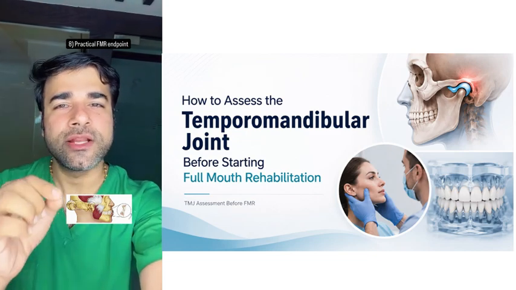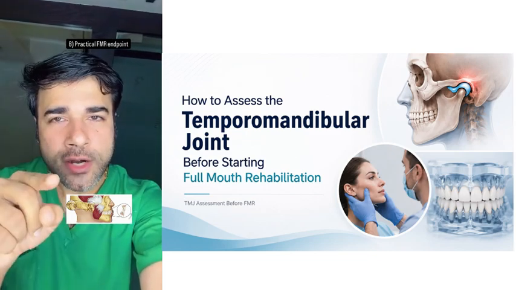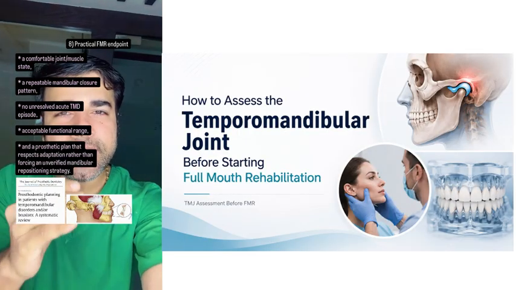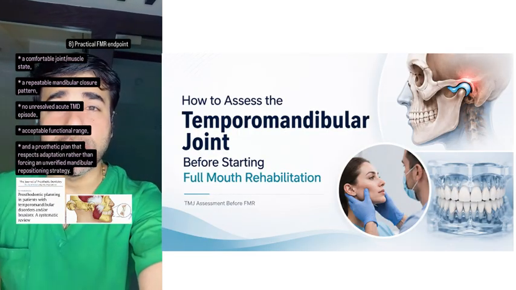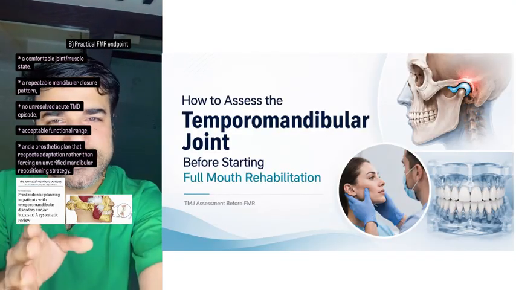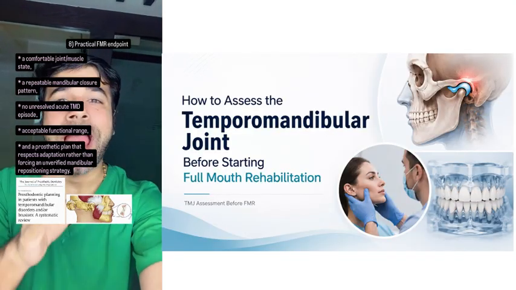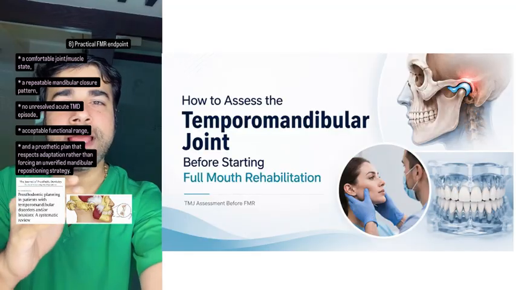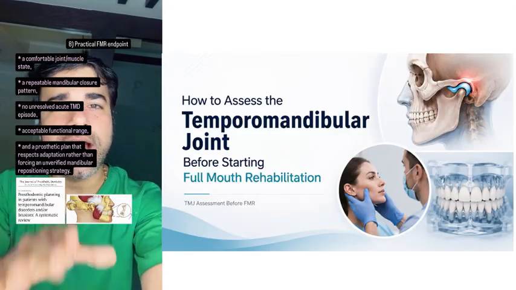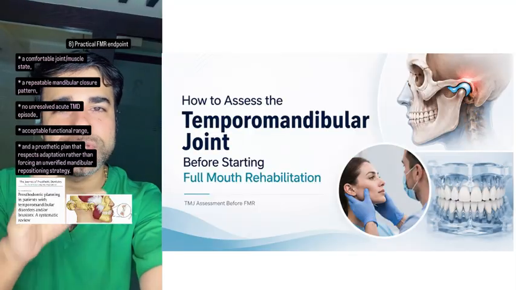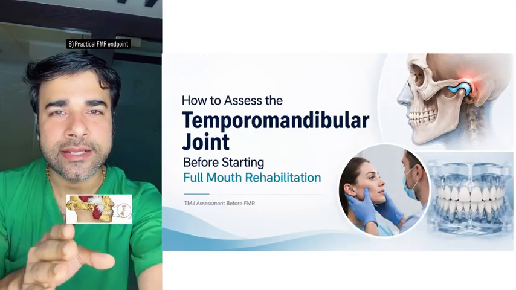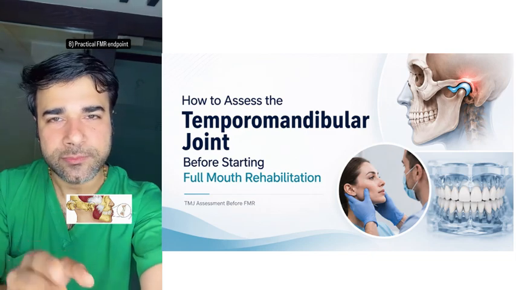Before definitive restorative records, you want a comfortable joint and muscle state, a repeatable mandibular closure pattern, no unresolved acute TMD episode, acceptable functional range, and a prosthetic plan that respects adaptation rather than forcing an unverified mandibular repositioning strategy. This is the safest prosthodontic reading of the current evidence base.